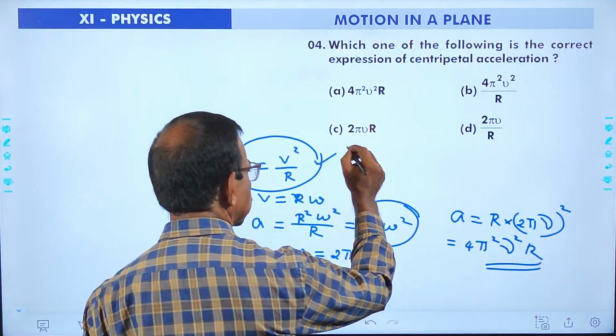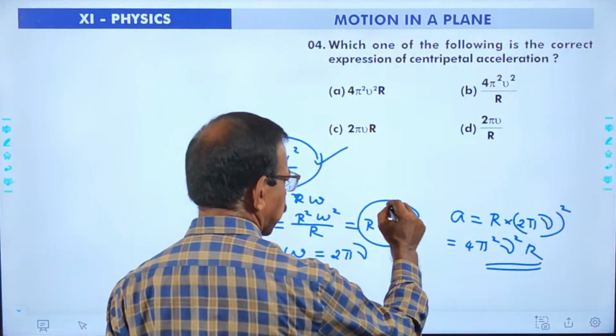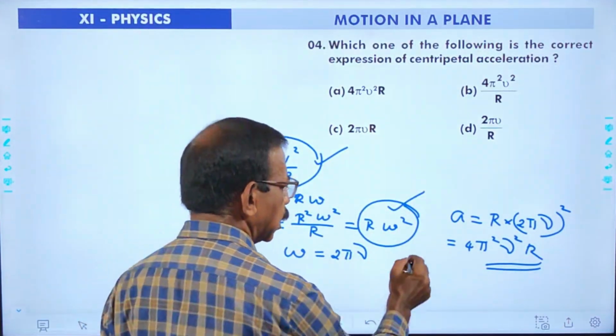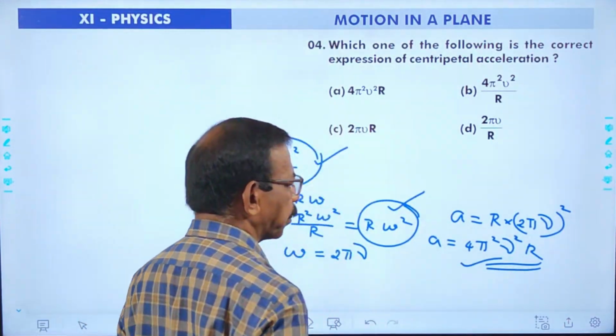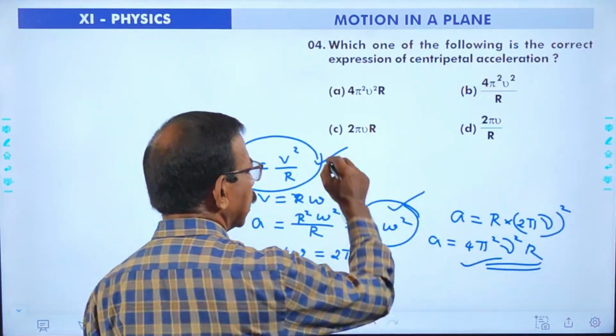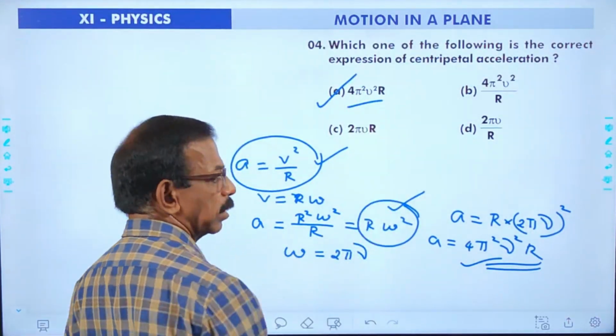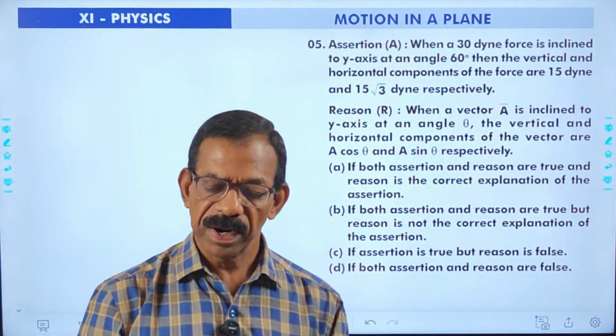Hence centripetal acceleration may be A equal to v square by r. Centripetal acceleration may be A equal to r omega square. It may also be A equal to 4 pi square nu square r. Hence the correct answer is option A. Now there is question number 5.